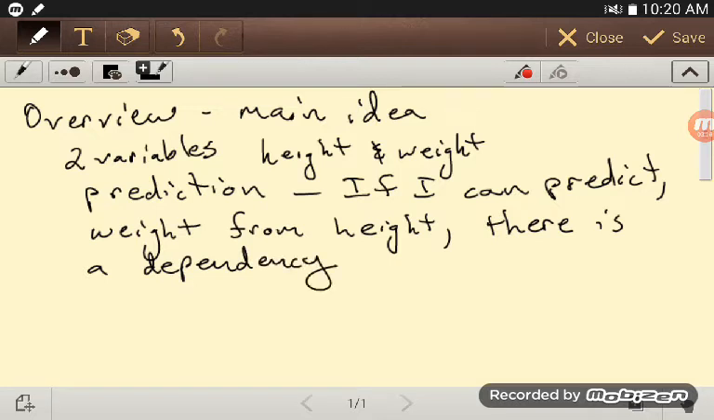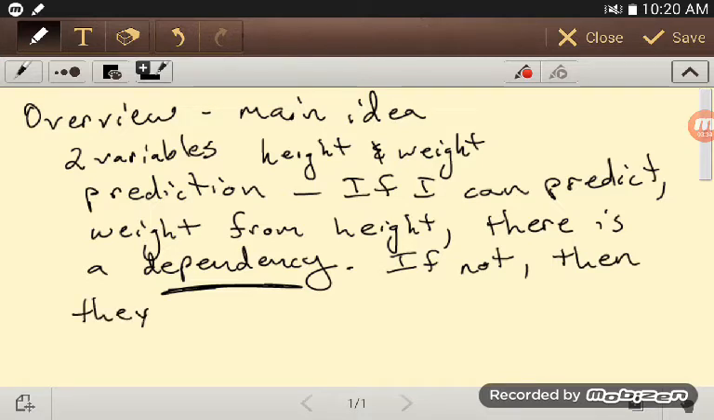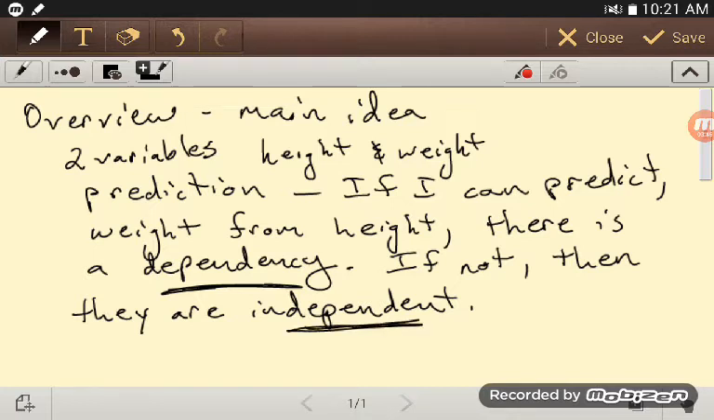And we'll see, we have to be really careful about this, but in many experiments, that's what we're looking for. We're looking for this dependency. If not, then they are independent. And this is where it becomes hard, because, are they dependent or independent? Where it becomes hard with real data is, where do I decide? How do I decide if I can predict or not?